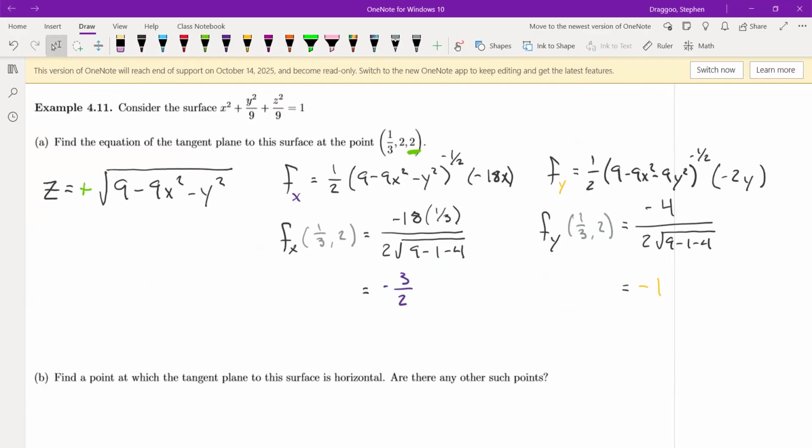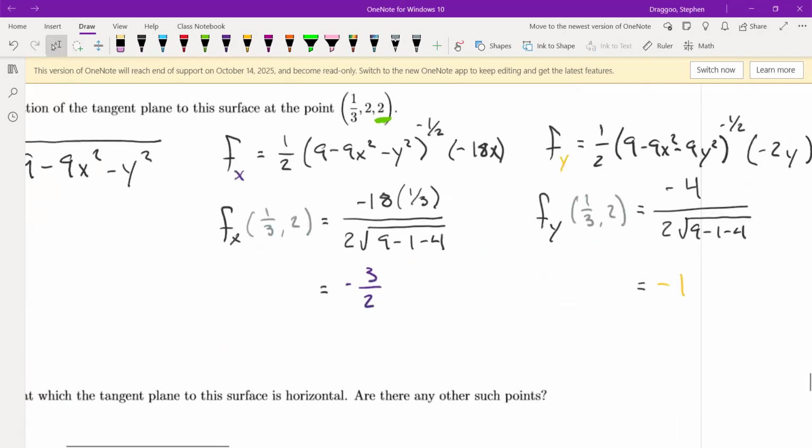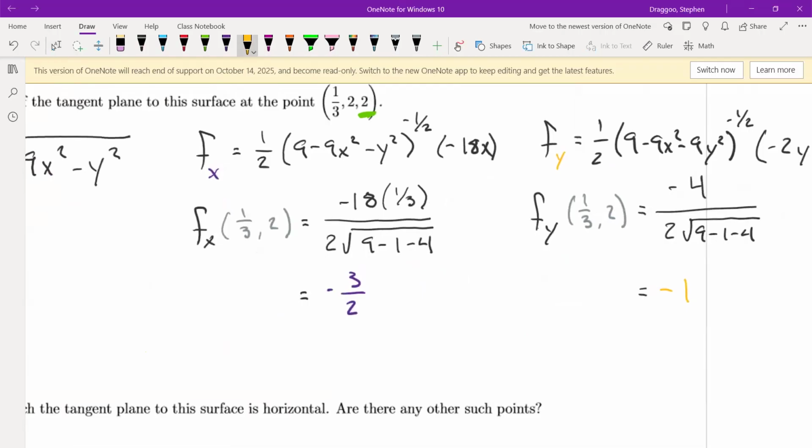So my final step was to just plug all this into the equation for a tangent plane. Just put the relevant parts on screen. This should be z minus 2 is equal to negative 3/2 times x minus 1/3 minus 1 times y minus 2. And that's my tangent plane.